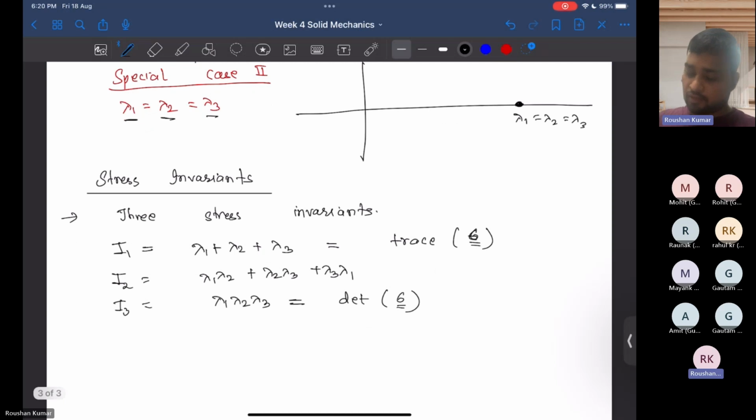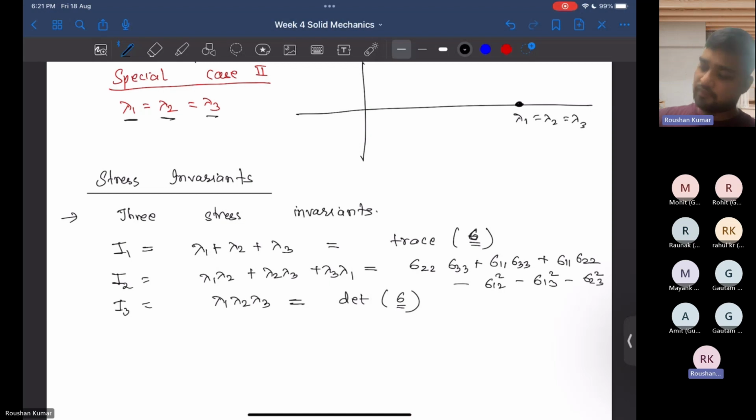The second invariant can also be written in terms of the components of the stress matrix, given by sigma 22 sigma 33 plus sigma 11 sigma 33 plus sigma 11 sigma 22 minus sigma 12 square minus sigma 13 square minus sigma 23 square. So in terms of the stress components of a stress matrix, it can be written in this way. These are all the three stress invariants of a stress tensor.